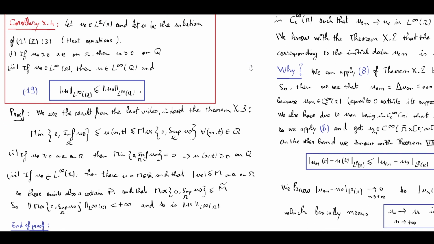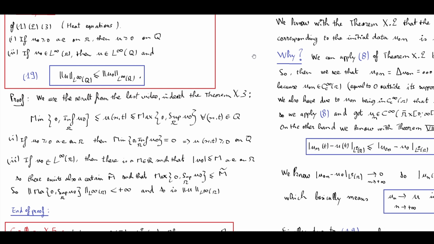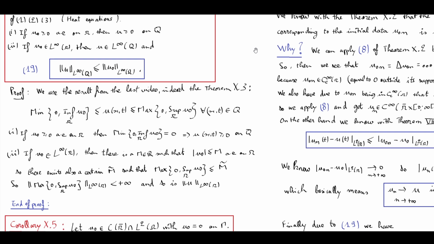For this we use the result from the last video. So indeed the theorem 10.3, so that's why it's called a corollary, where we showed that the minimum between 0 and the infimum of U0 on omega is smaller or equal to our solution, which is also smaller or equal to the maximum between 0 and the supremum of U0 on omega for all x, t in the cylinder Q. So now let's prove the first point.